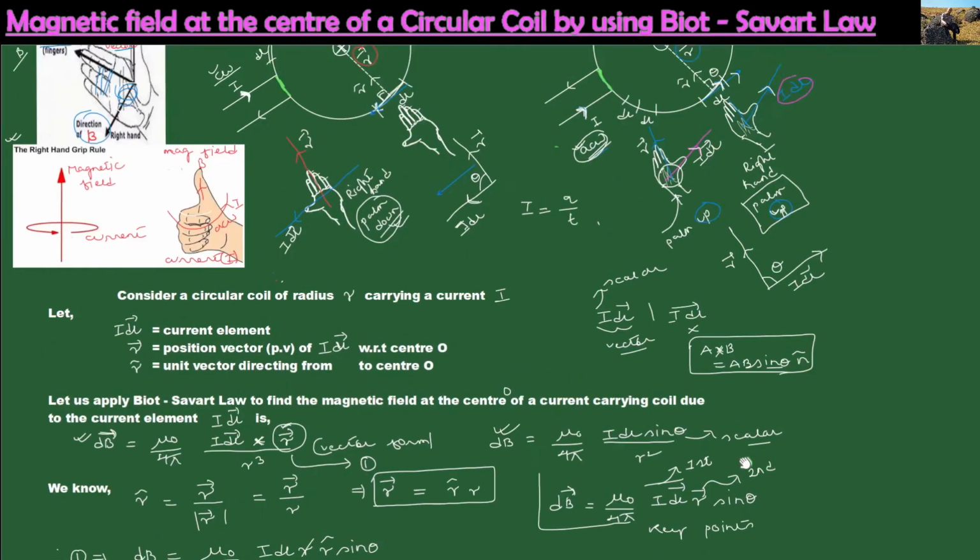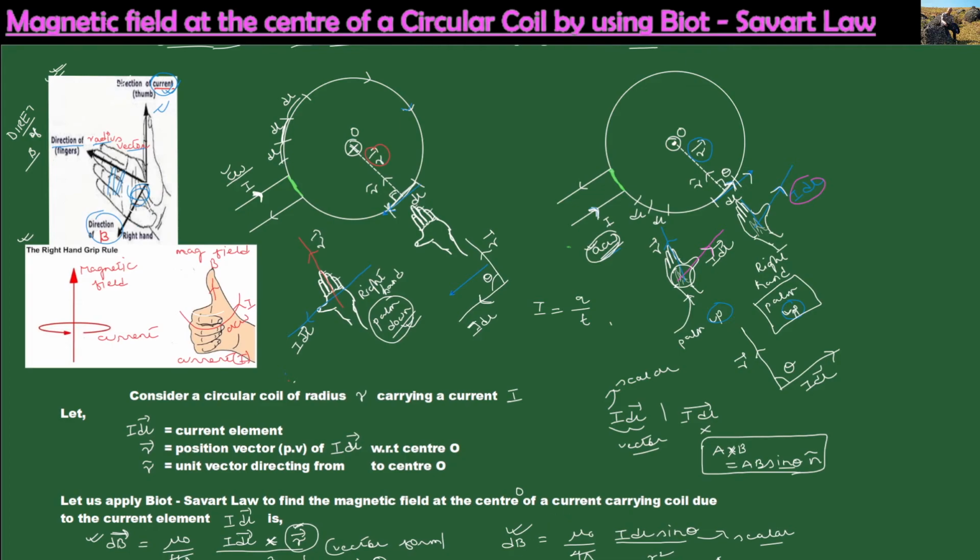Let us reiterate from the figure. It is very evident that this is the direction of our current element, with the thumb pointing in this direction, I dl. And this is the direction of the radius vector. So I dl and the r vector are 90 degrees with respect to each other.